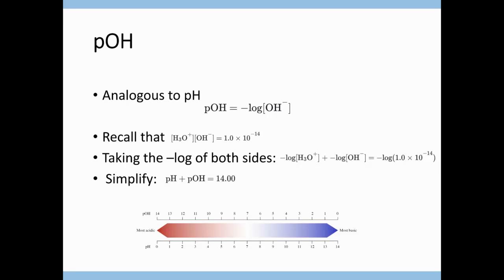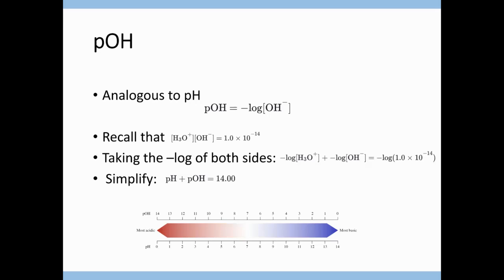But remember that for any solution in water, the concentration of H3O plus times the concentration of OH minus is Kw, 1 times 10 to the negative 14. So if you take the negative log of both sides and simplify, the pH plus pOH is equal to 14 for any solution. So if you know one, pH or pOH, you can find the other because the sum of them should be 14. And they are complementary to each other.